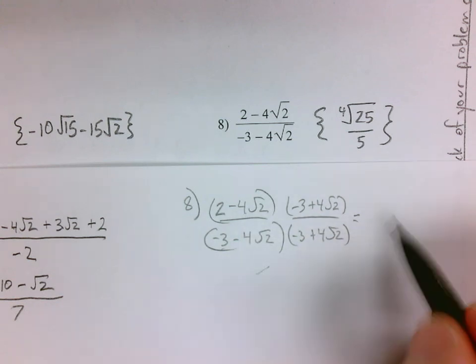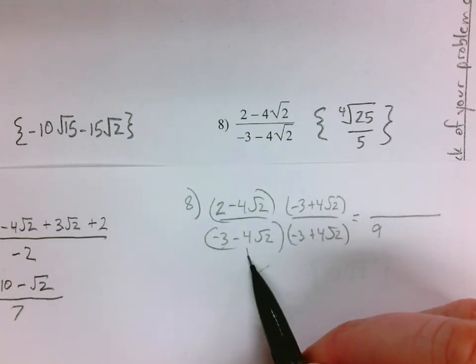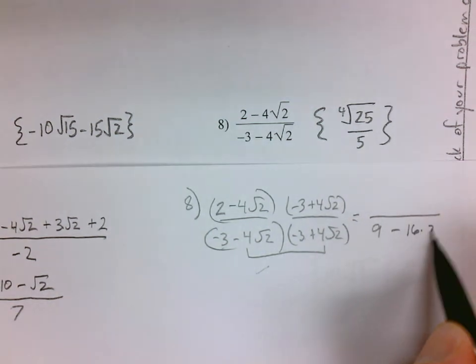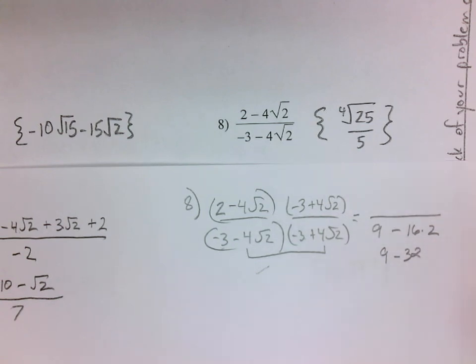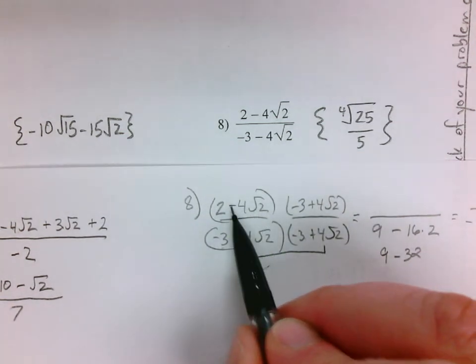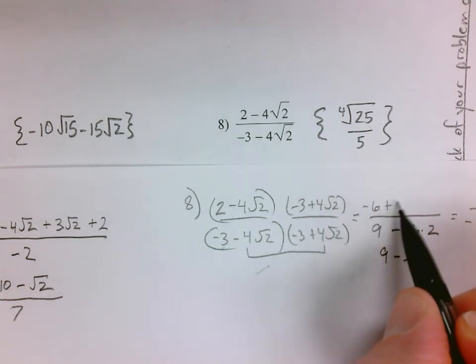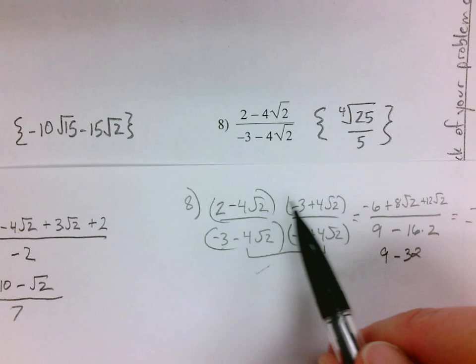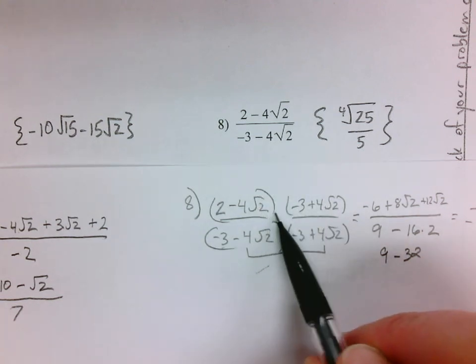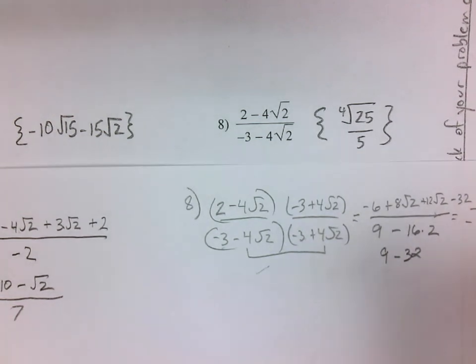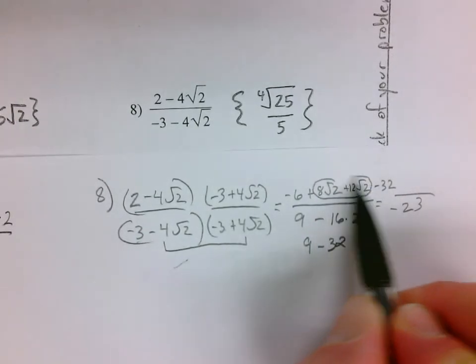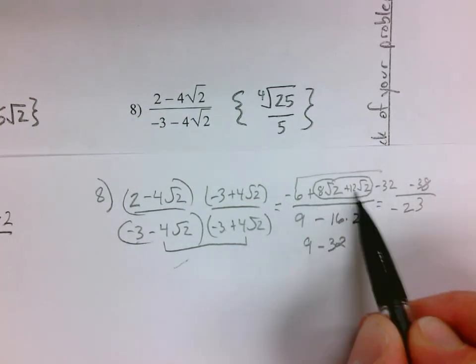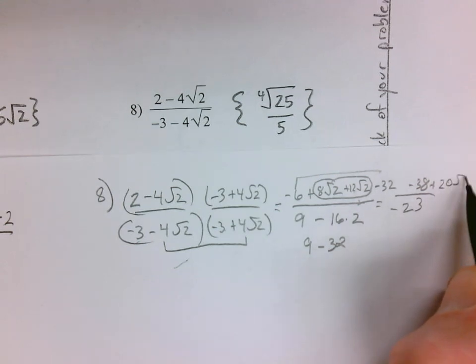So I multiply the denominator first. I get 9 minus 16 times 2. So it's 9 minus 32, which is negative 23. And then the numerator, I have negative 6 plus 8 radical 2 plus 12 radical 2 minus 16 times 2, so minus 32. And don't be tempted to go canceling stuff out unless you can later on. You combine your like terms first. That's 20, so I have negative 38 plus 20 radical 2 all over negative 23.